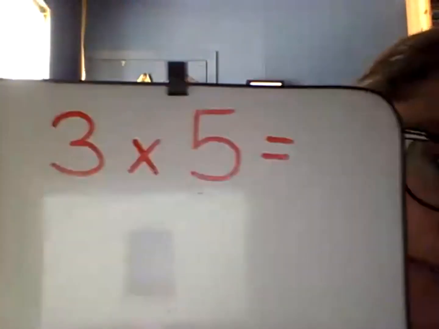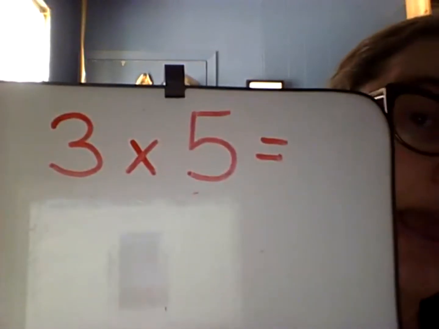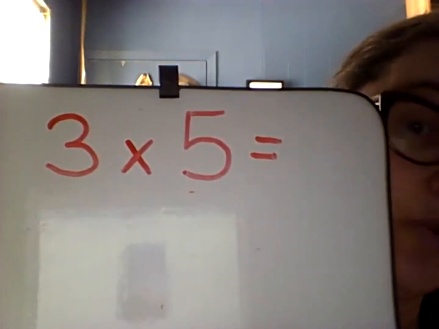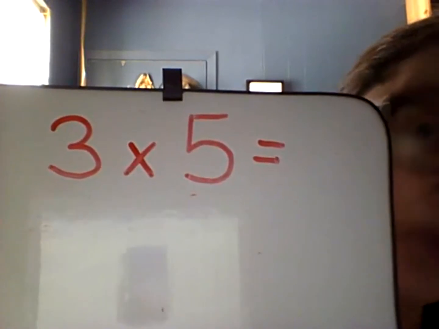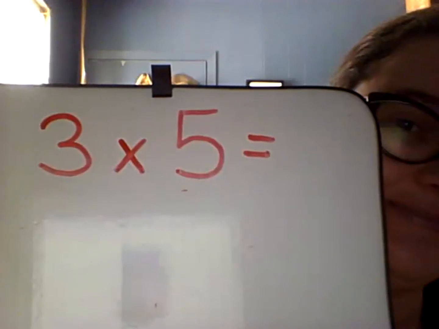Now let's think, which of these numbers represents how many items are in each group? Take a moment to think about it. You can even say your answer out loud if you like. Right, so the 3 represents the items in each group, which means that the 5 has to represent how many groups we have.